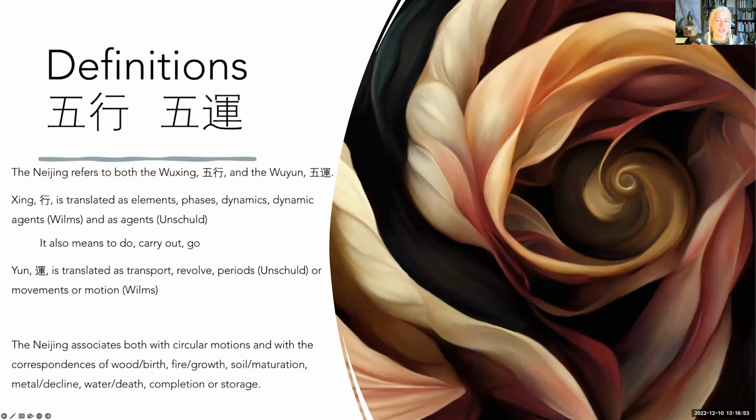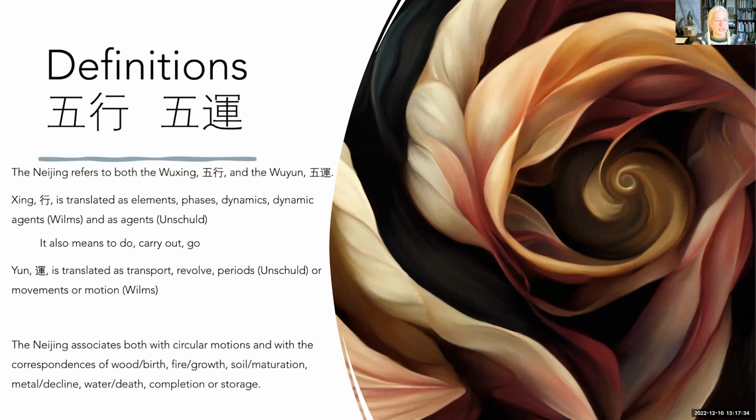So we'll start with some definitions. The Neijing refers to both the wuxing and the wuyuan. The xing is translated in different places as elements, phases, dynamics, dynamic agents, or as agents. It can also mean to do or to carry out or to go. And so, of all of these, there isn't a right one. There's only images that sort of give us a feeling for what this can mean.